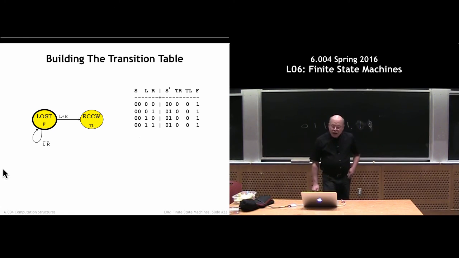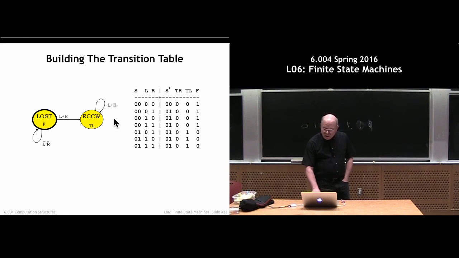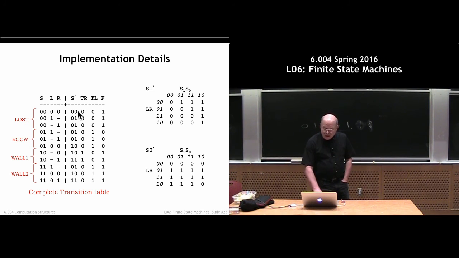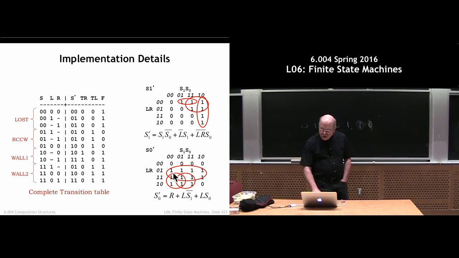We can certainly encode all of this stuff in the transition table. I'm not going to go through line by line how this works. Here's the entire transition table. For instance, to compute the next state logic, S0 prime and S1 prime, that's this column. I can build a Karnaugh map, draw patches and come up with logic equations for the next state. I can do the same for the outputs.